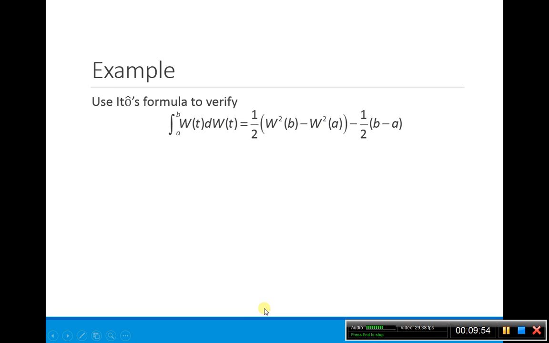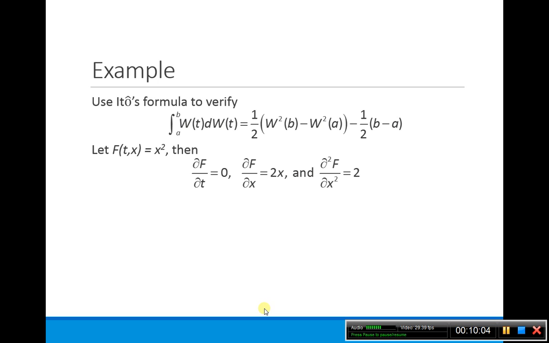So for example, we're going to use Itô's formula to actually verify the formula I gave you earlier. So here, if we let f of t, x be x squared, then if we look at the different partials, the partial with respect to t is just 0, with respect to x we have 2x, and the second partial with respect to x is just 2. And we assume that x of t is W of t, then dx is just dW. So this is an SDE with alpha equals 0 and beta equals 1.